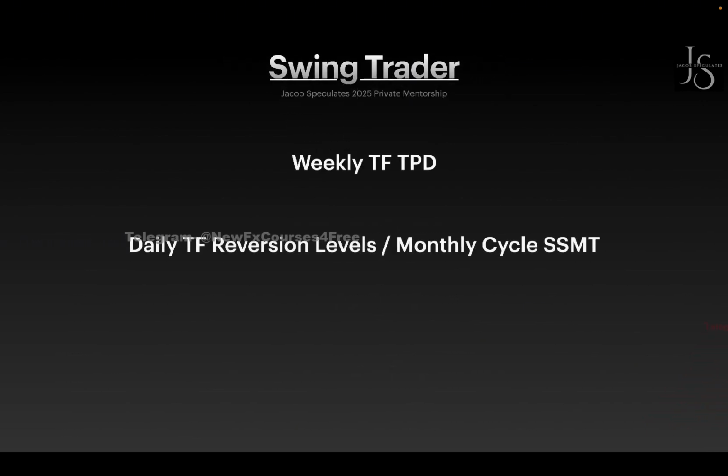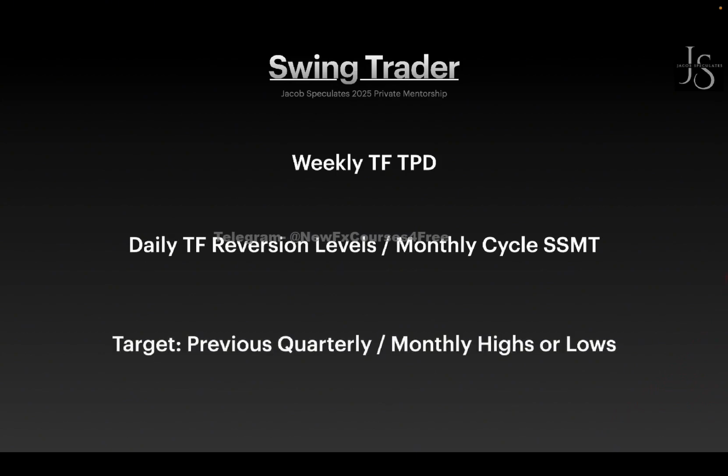So if you are a swing trader, then you will utilize weekly time frame TPDs, and you will look for a daily time frame reversion level within that TPD. And then you will look for a monthly cycle sequential SMT with the weakest asset. For your targets, you will target previous quarterly and monthly highs or lows.